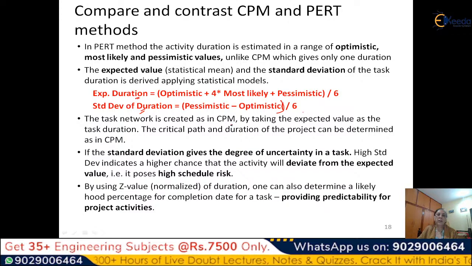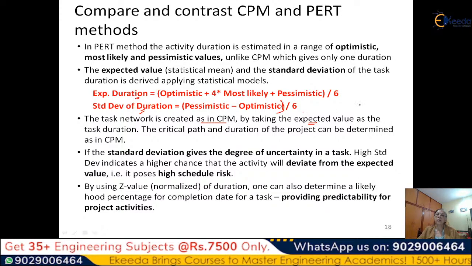The task network is created as in the CPM. So the task network in CPM and PERT are not different, they are the same. The only difference is in CPM you have got a single value duration for each, and here you have 3 values. So you have to determine the expected, and you take that expected value and draw the network as you have drawn in the CPM method. And the critical path also you can determine in the same way.